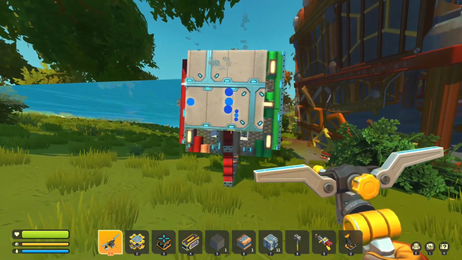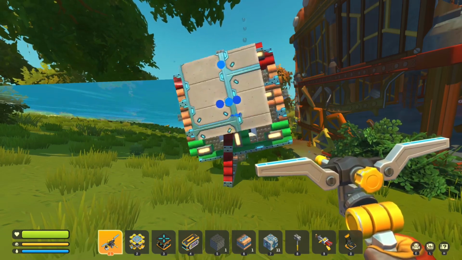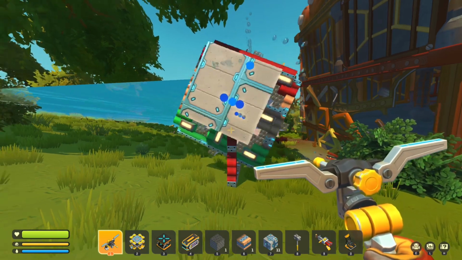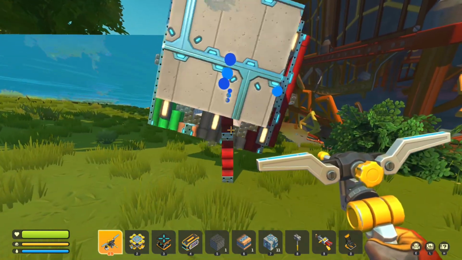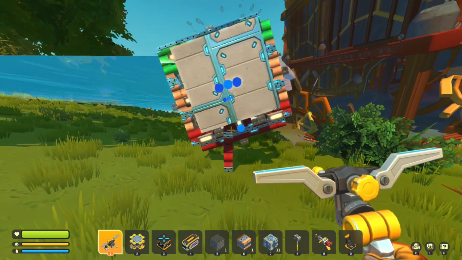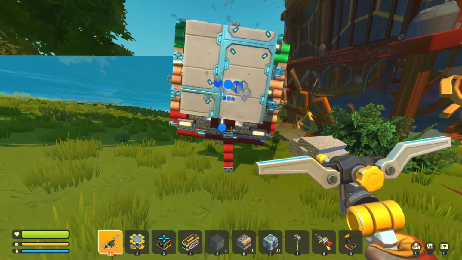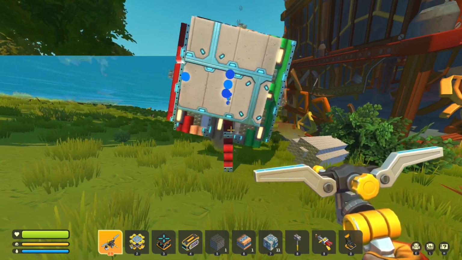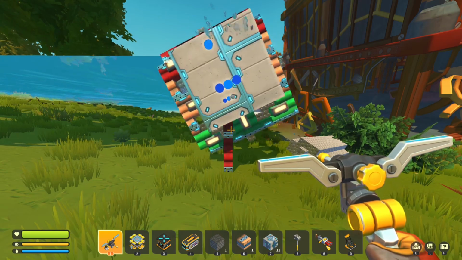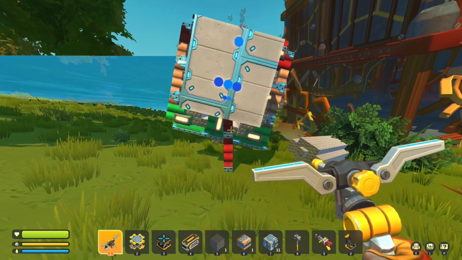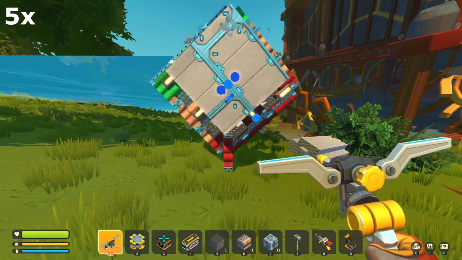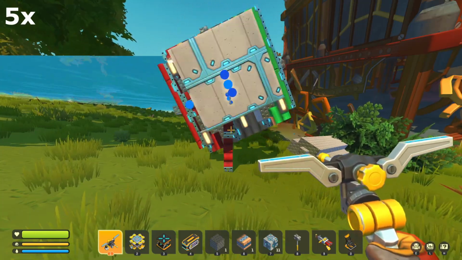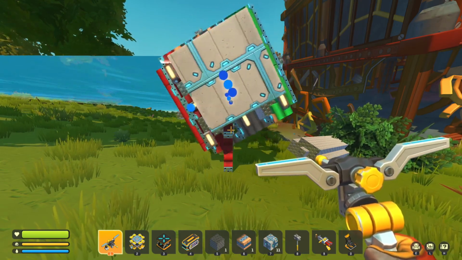We got 29.75 last time. I should expect something within the same range. 1, 2, 3, 4, 5, 6, 7, 8, 9, 10. Still going. 11. 28.